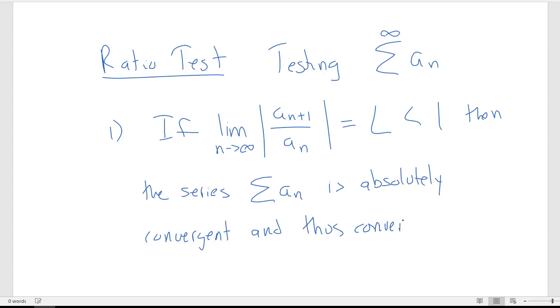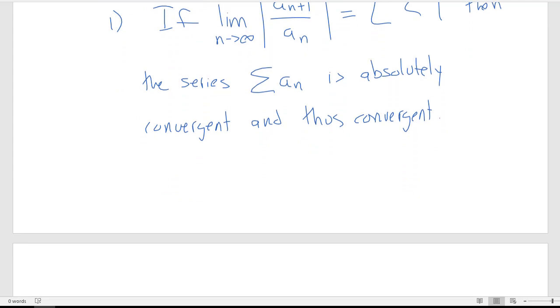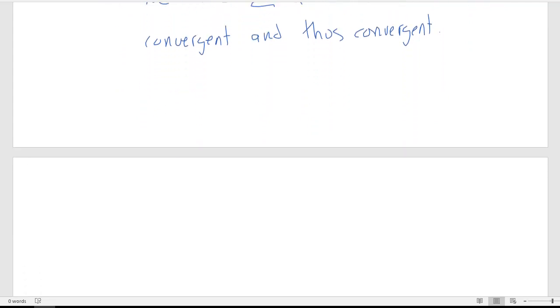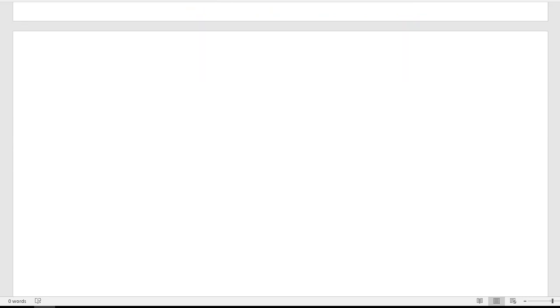And we'll come back in a second and sketch the proof for why this works, why, if the limit is less than 1, we can conclude absolute convergence. We'll come back to that. But first, let's talk about the second condition.